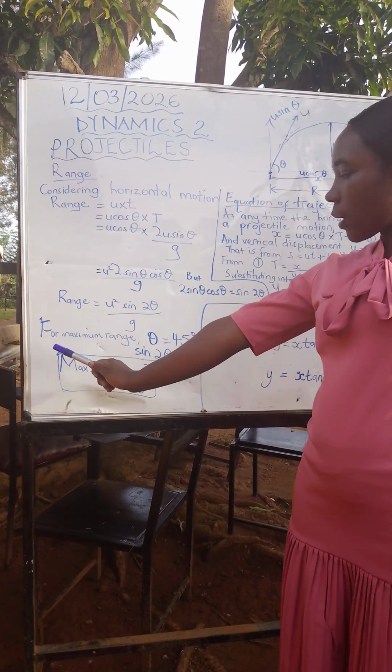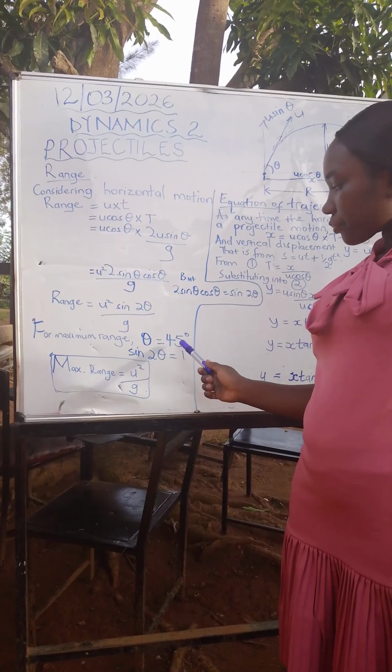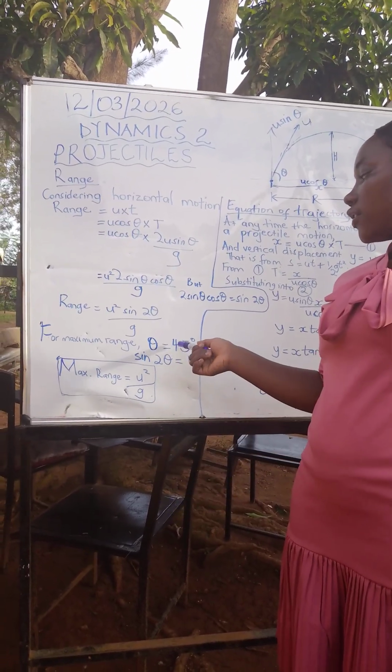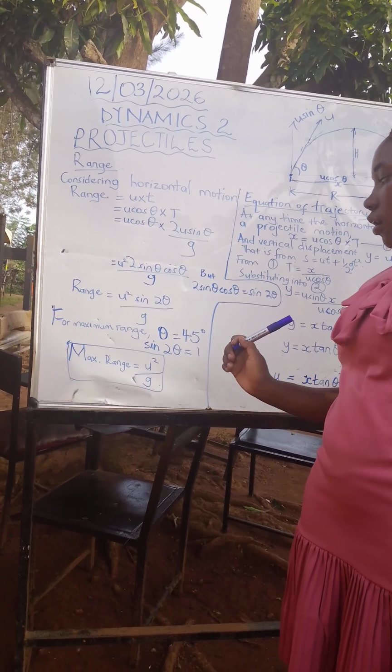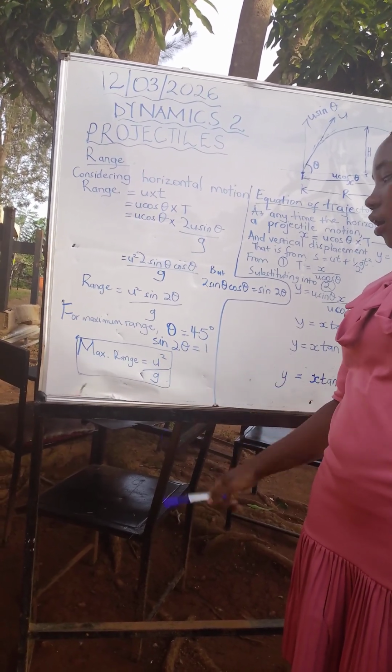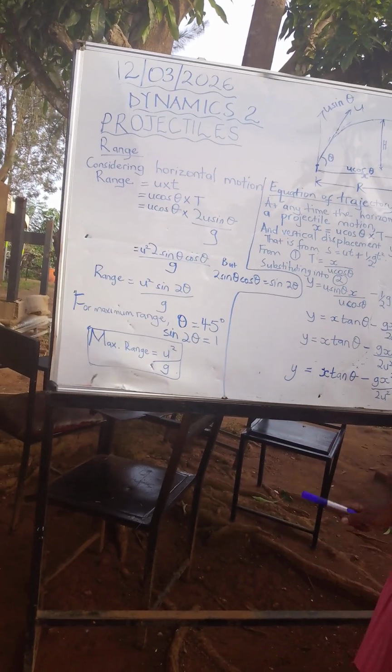But for maximum range, our angle theta is 45. And so 2 theta is 90, and sine 90 is 1. So sine 2 theta is 1, and the maximum range is u squared over g.